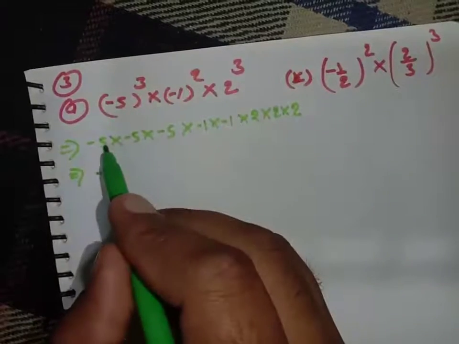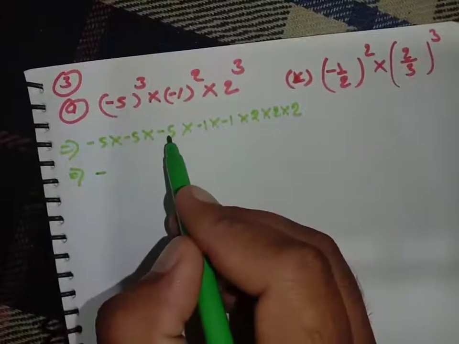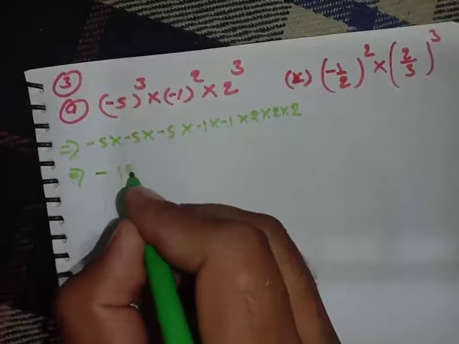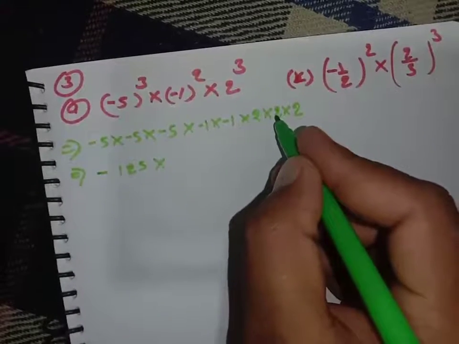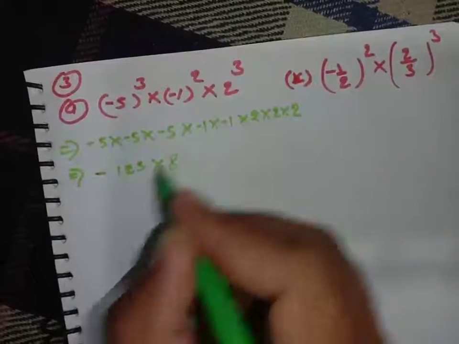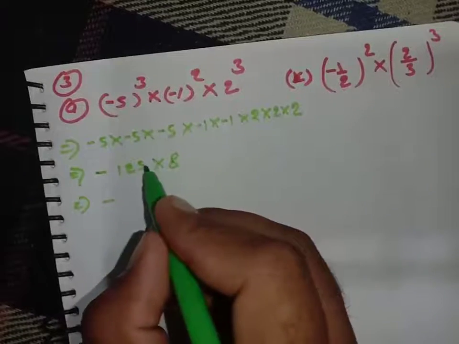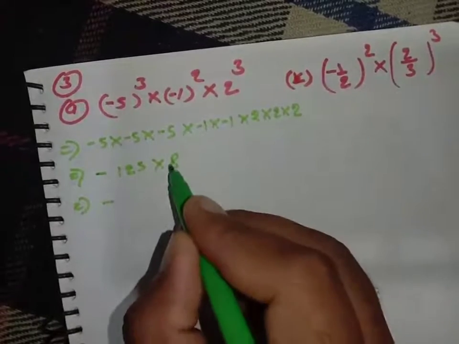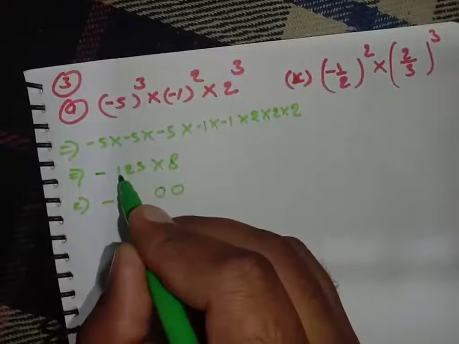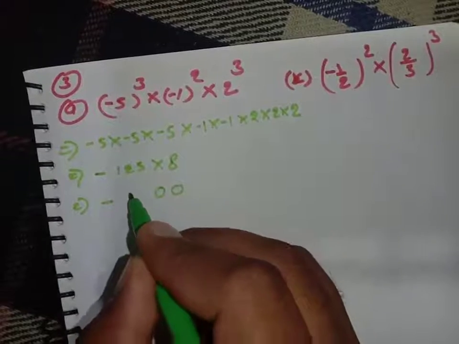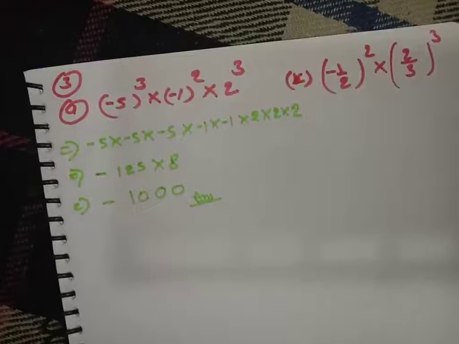Good. Next, 5 5s are 25 and 25 5s are 125, into 1, 1 1s are 1, 2 2s are 4, 4 2s are 8. Then minus plus and minus. 8 5s are 40, 8 2s are 16, and 4 is 20, 8 1s are 8 and 2 is 10. This is your answer. Okay.